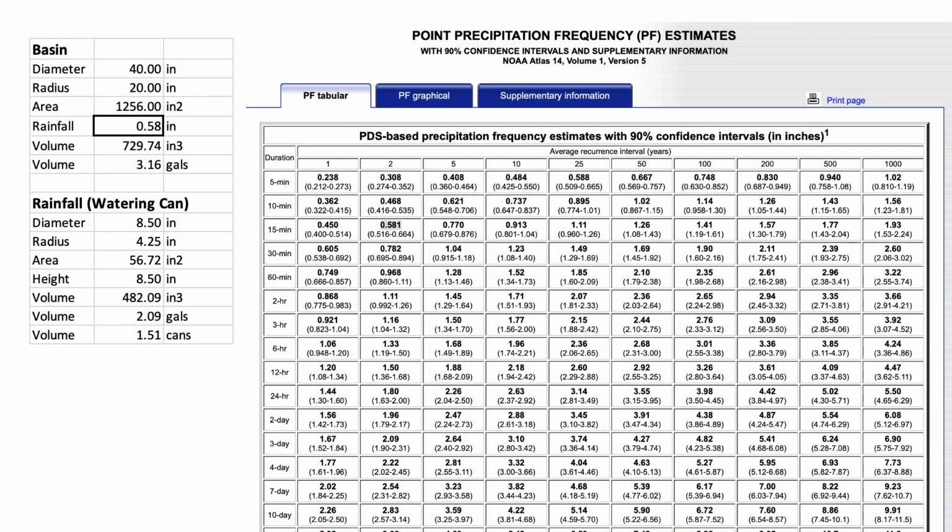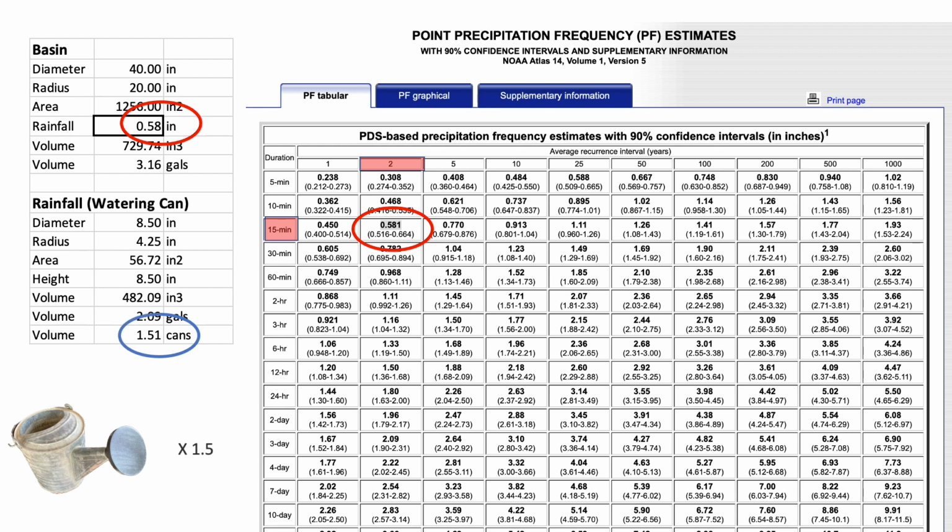In terms of how much water to apply, I use the measured area for my basin and an appropriate rainfall depth for a high probability event as reported by NOAA, in this case a 2-year 15-minute storm. I then calculated the volume of water that should be distributed on my basin by my watering can to simulate that high probability rainfall event for a summer monsoon where I live here in Tucson, Arizona.